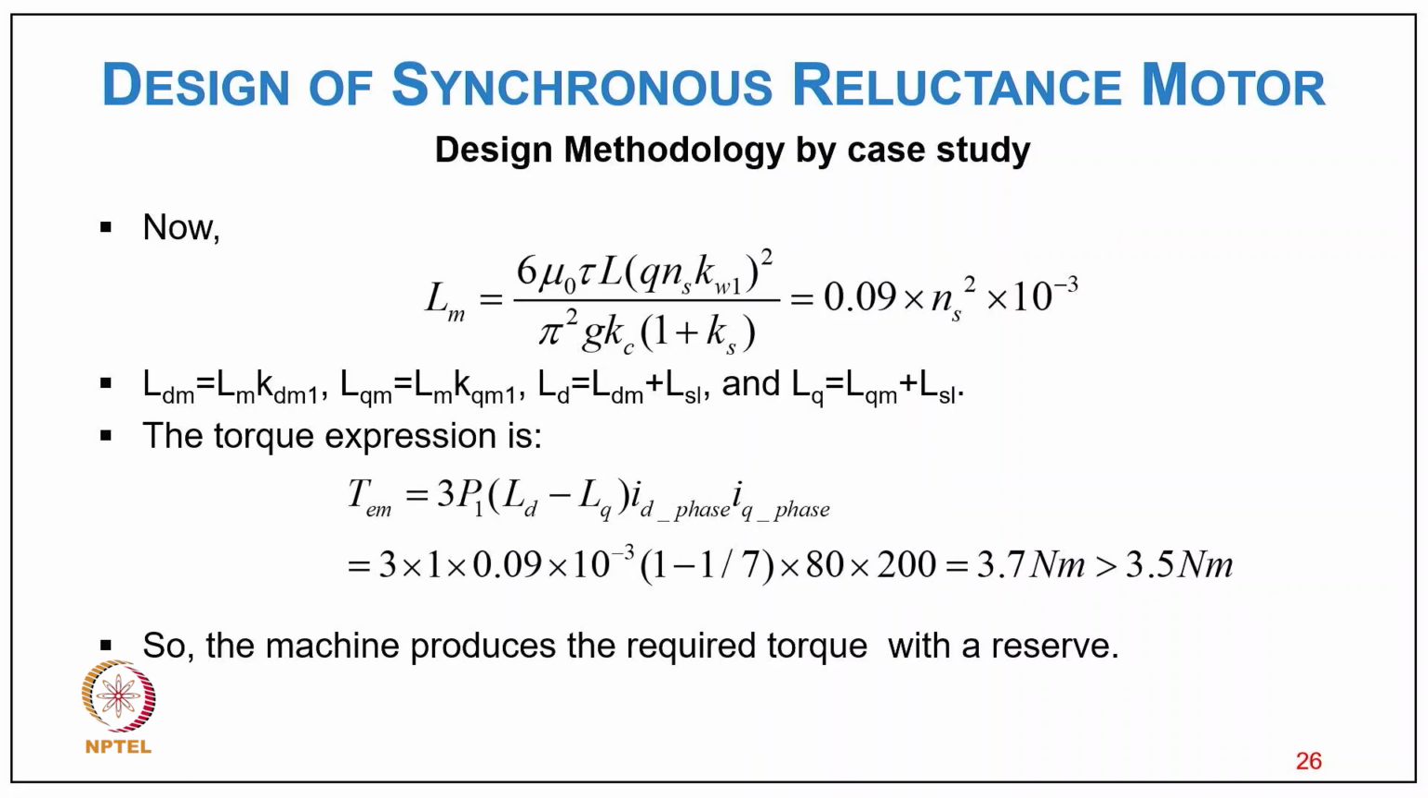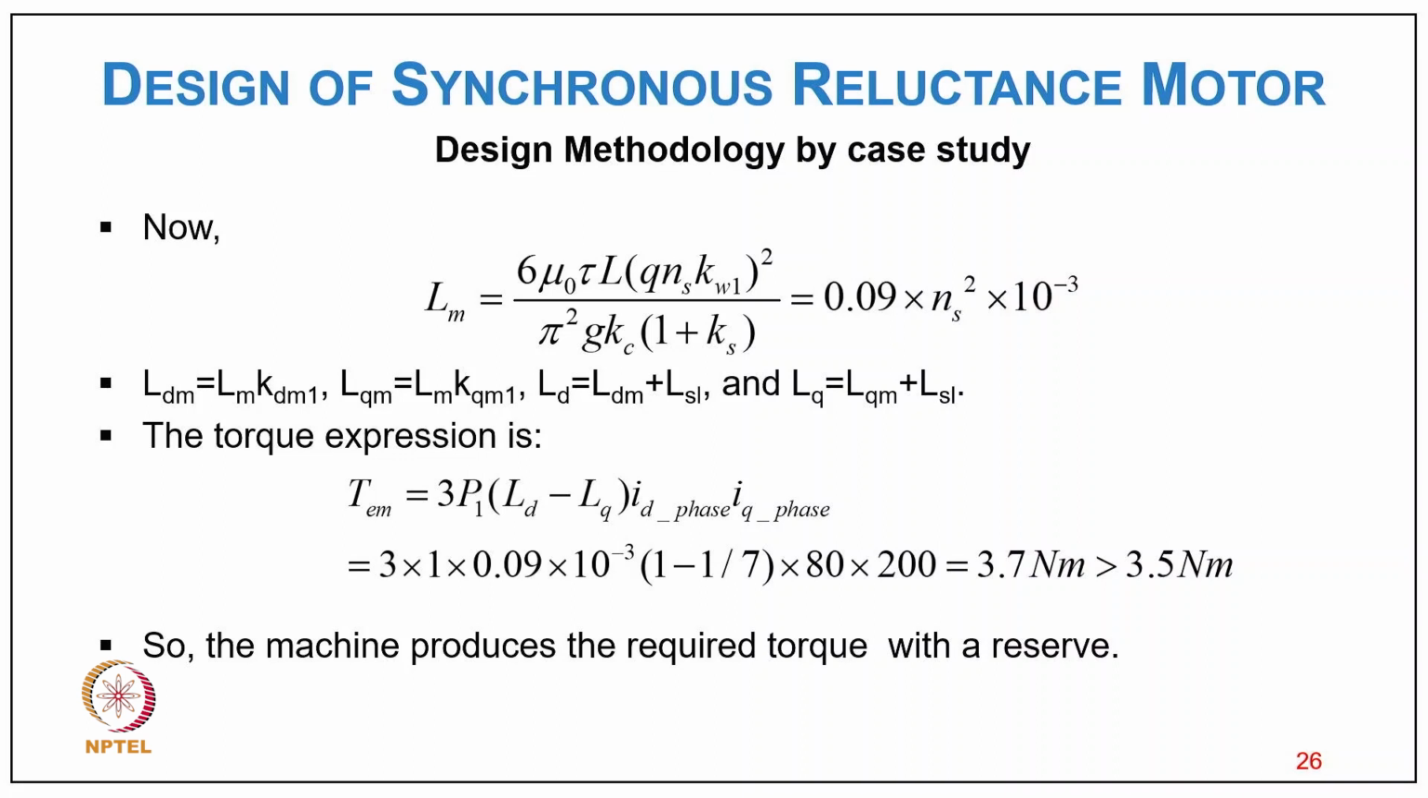Now, LM = 6 mu0 T tau L Ns KW square divided by pi square g KC1 (1 + KS). So, it comes 0.09 Nsa square into 10 power minus 3, and here LDM = LM KDM1, LQM = LM KQM1, or LD = LDM + LS1 and LQ = LQM + LS1.